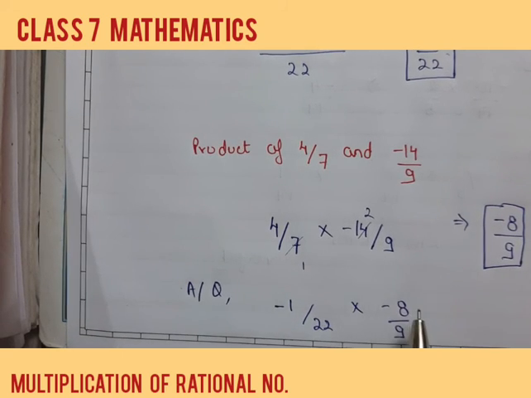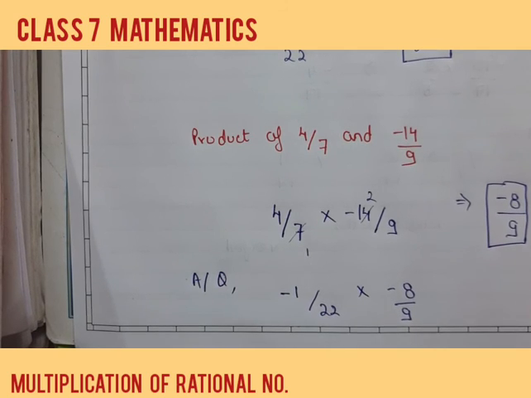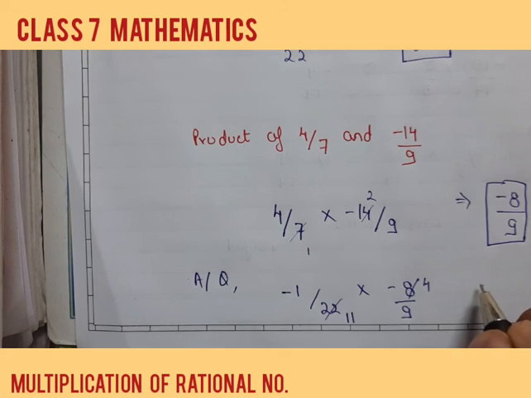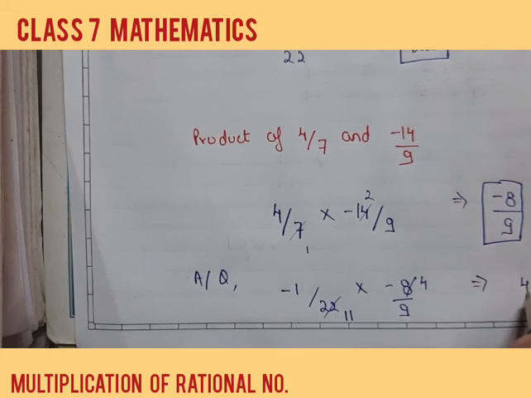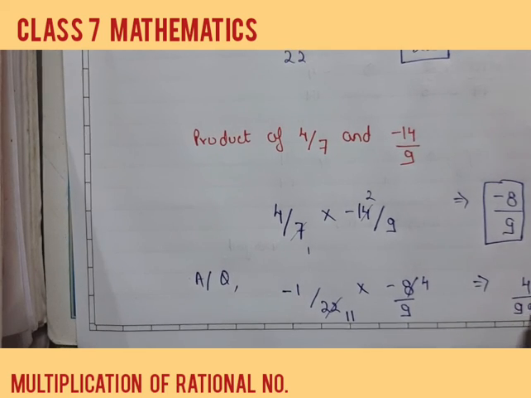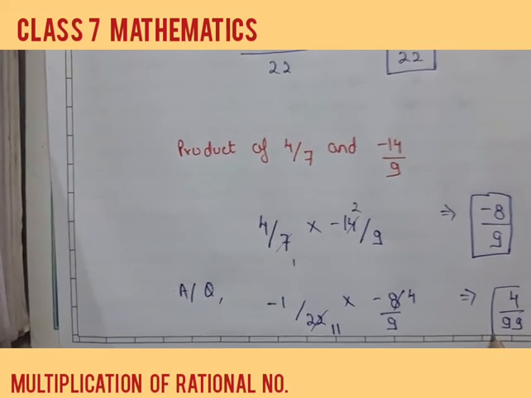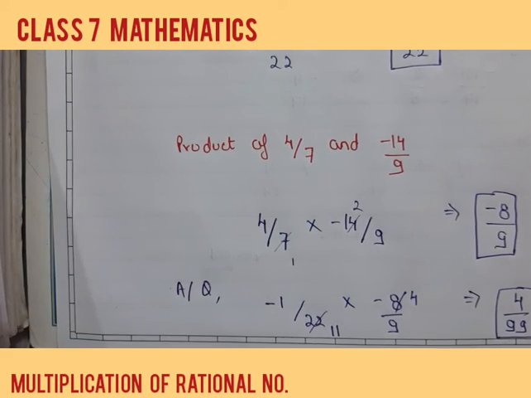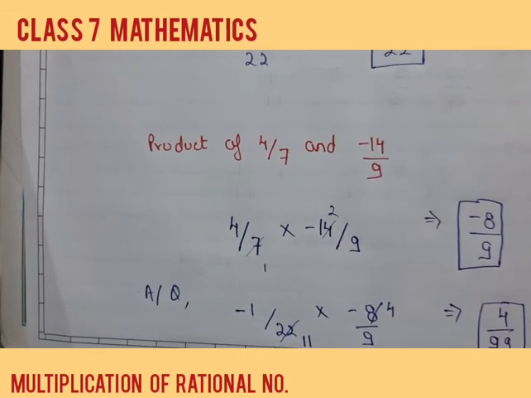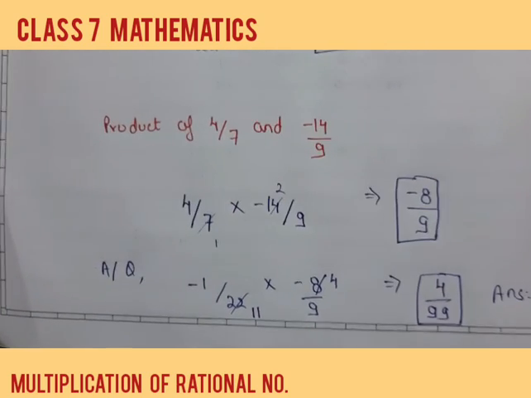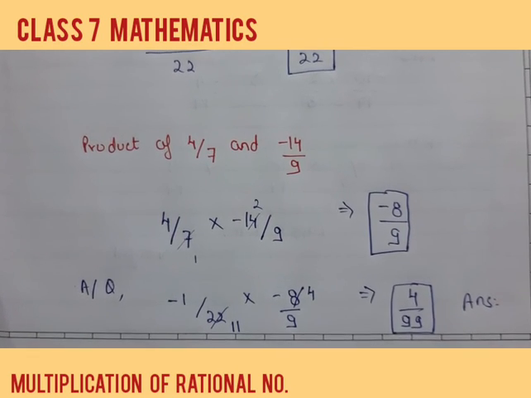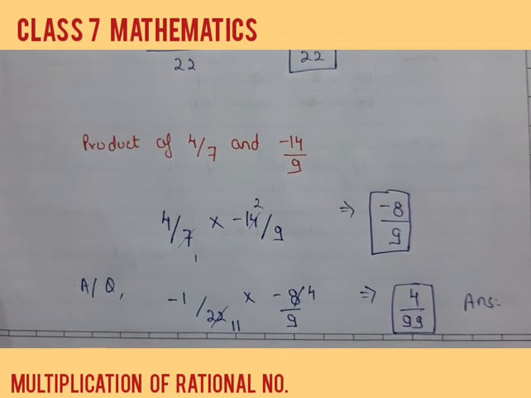Now 22 and 8 both can be divided by 2. 2 into 1 is 2, 2 into 2, 2 into 4 is 8. 4 into 1 is 4, minus into minus is plus, and 11 into 9 is 99. So 4 upon 99 is the final answer. With this we come to the end of this exercise 2.8, that is multiplication of rational numbers.